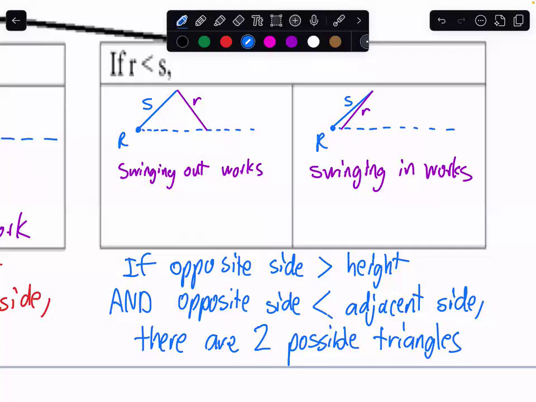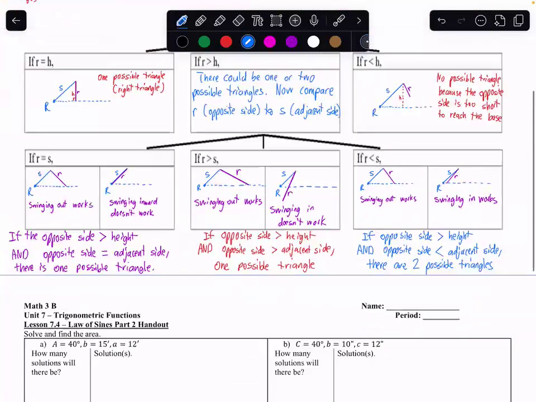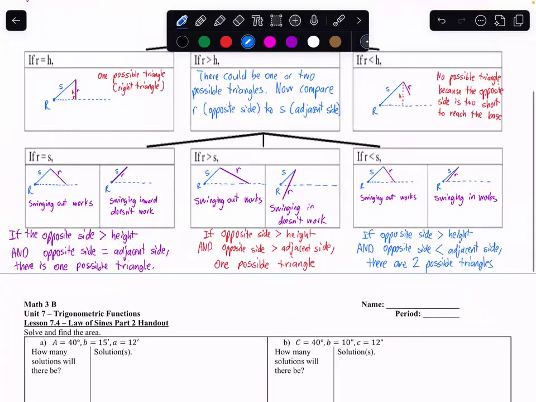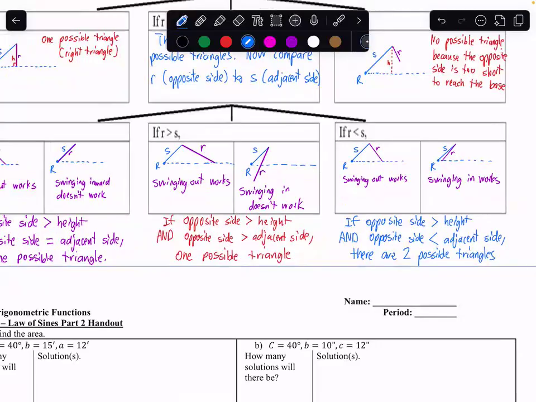Before we continue, are there questions on anything that we've gone over? Okay, please turn to the back then.